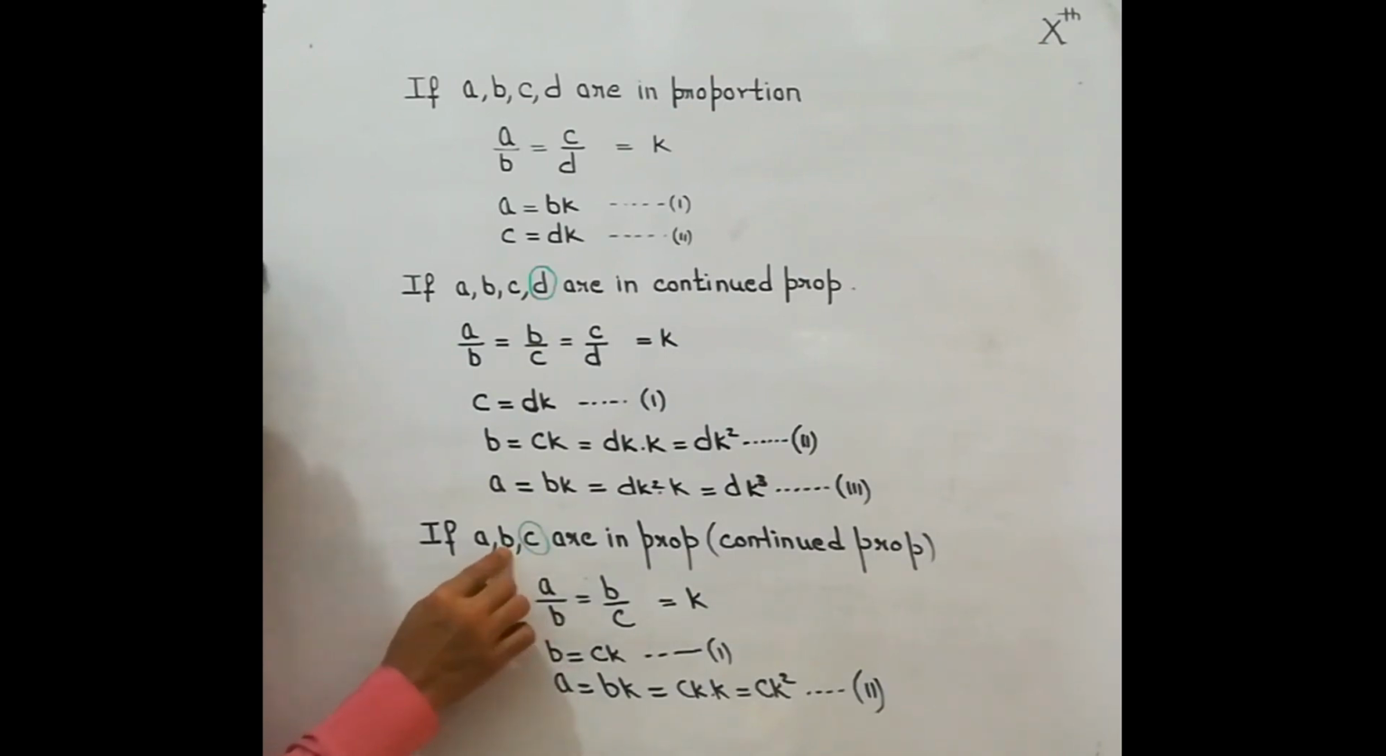B will be CK. This is two places back, so A will be in terms of C, CK square. In this exercise, we are going to practice these types of questions in which ABCD proportion or continued proportion is given to you and you have to make these substitutions. Hope this is clear to you, so you can note it down and then we will be starting with the questions.